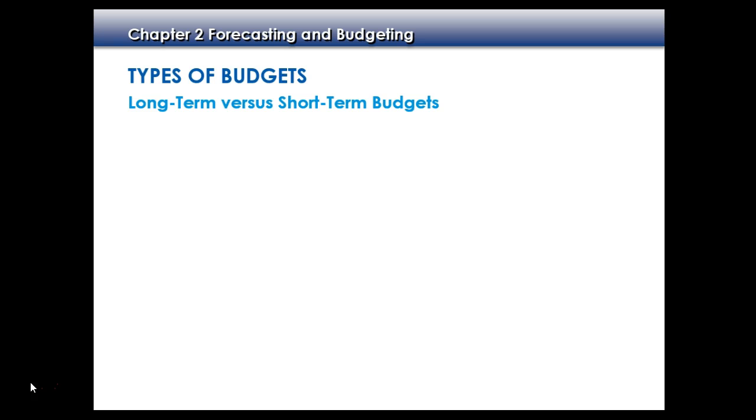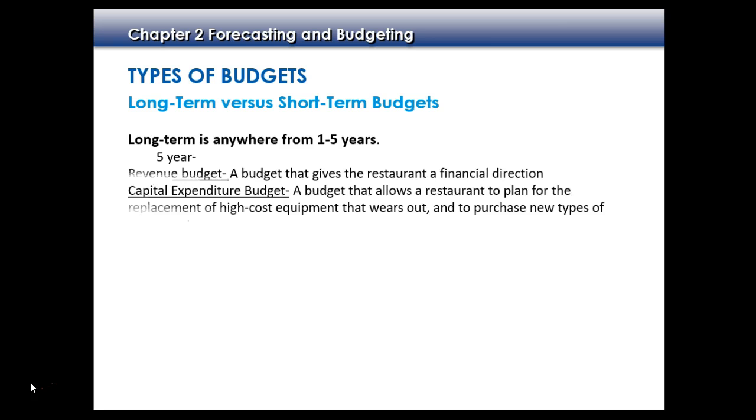So now we're going to go into types of budgets. We have long-term versus short-term budgets. Long-term is anywhere from 1 to 5 years. That's usually how budgets will go: you start off high and then you budget down lower, or shorter time from there. There are two of them they talk about. One of them is the revenue budget, a budget that gives restaurants a financial direction. You're just budgeting for what you think your revenue or your sales are going to be in the next 5 years. You would be breaking that up by year as well, year 1, 2, 3, 4, not just 5 years.